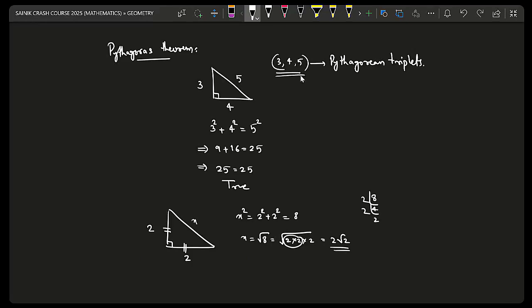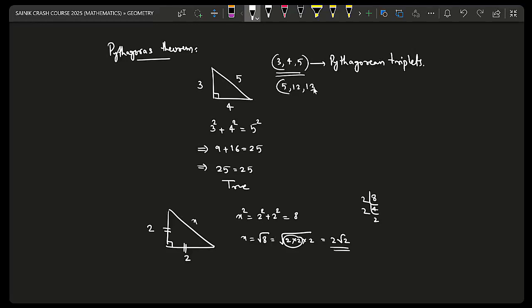Like this 3, 4, 5, I want some Pythagorean triplets. All are integers. Who will say? Akshara, do you know any group? Can you say any Pythagorean triplet group? Example I can say, sir. Tell me one example. 5, 12, 13. Very good. So this is also an important Pythagorean triplet to remember.